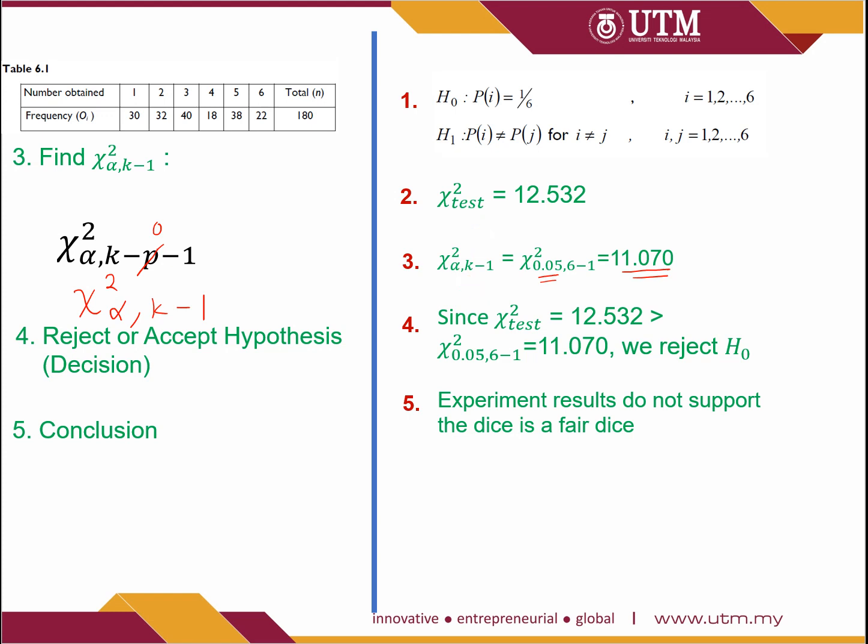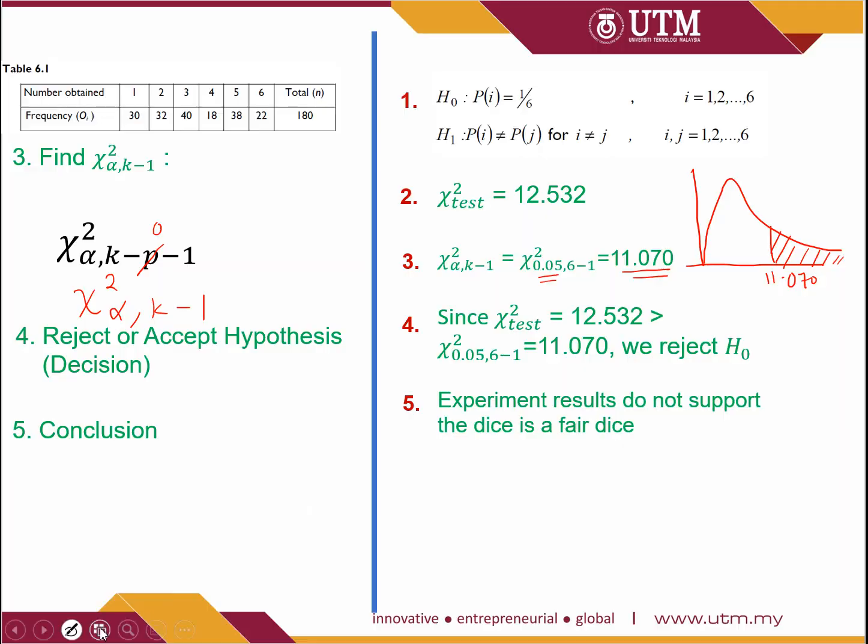So after you obtain the value of chi-squared test and the critical value, now we can make a decision whether to accept or reject the hypothesis. So now, since your chi-squared is more than your critical value, if we draw the distribution graph, it would be like this. So 11.070 is at the boundary of the accepted region and the rejected region. So to the right side would be the rejected region.